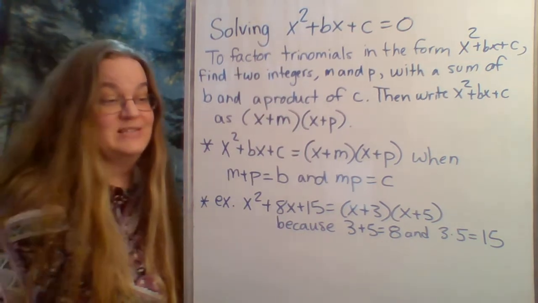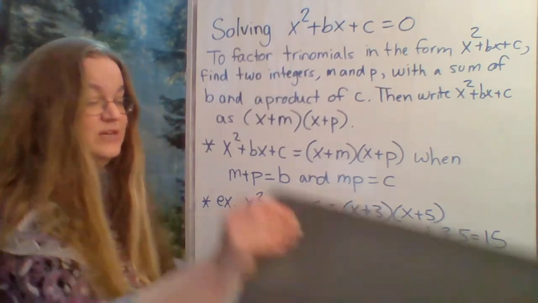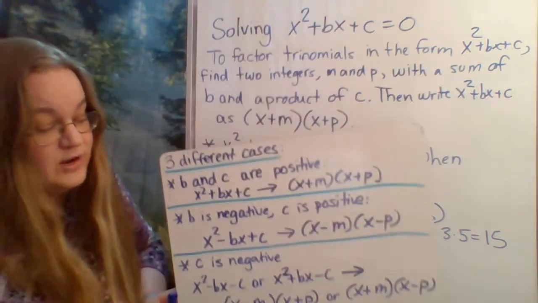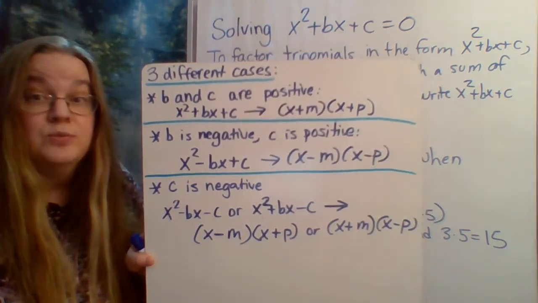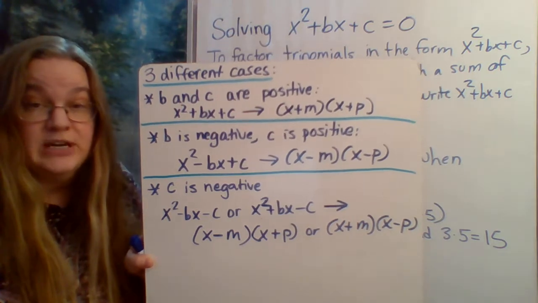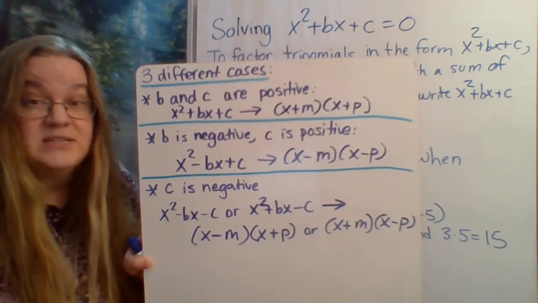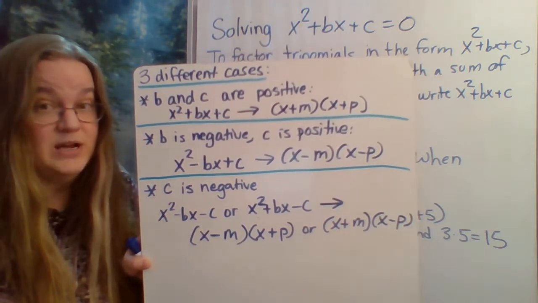And let's look at some different cases, because there's actually 3 different cases that could happen. And it's good to kind of have these summarized so that you have that information. Okay, so the first case is the one we just looked at, which is b and c are both positive. The second one is where b is negative, but c is positive.